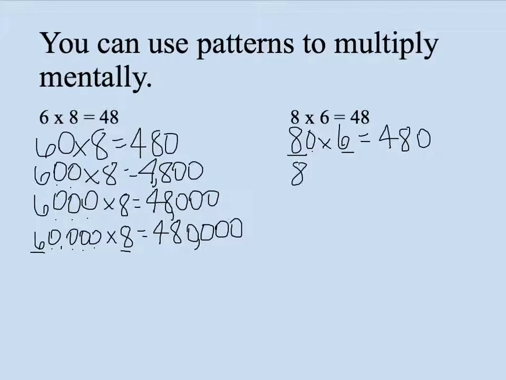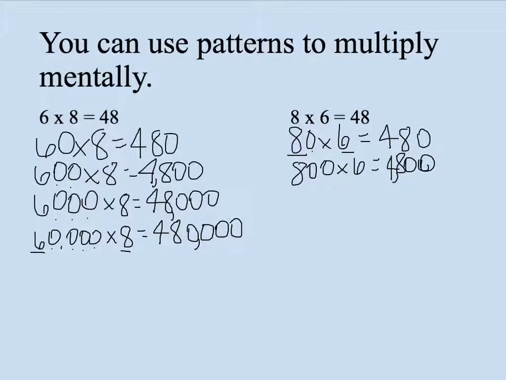This pattern can also continue the same way it did over on the left. You're going to get the same answer because we know that the commutative property says that you're going to get the same product. So we're going to add our 2, oops, sorry, I forgot my 8. We're going to add our 2 zeros on the end of there as well.